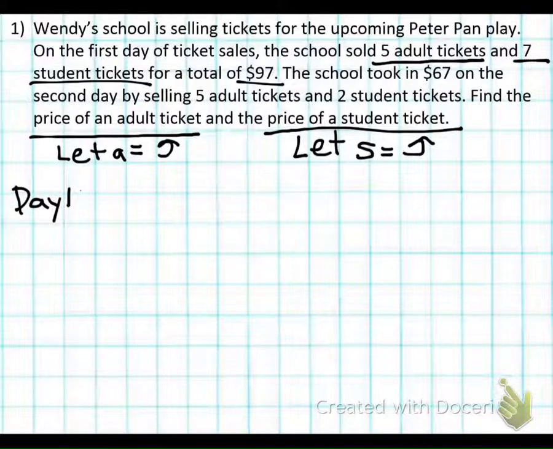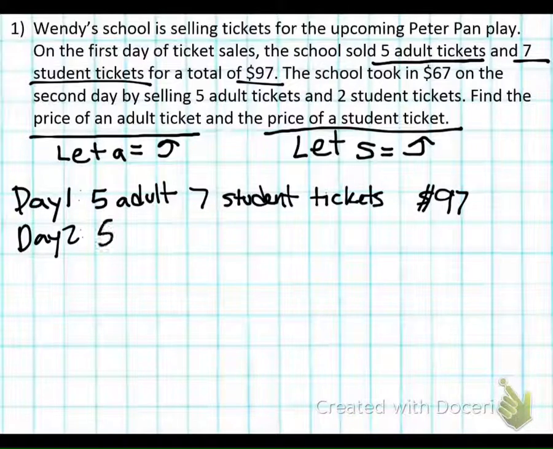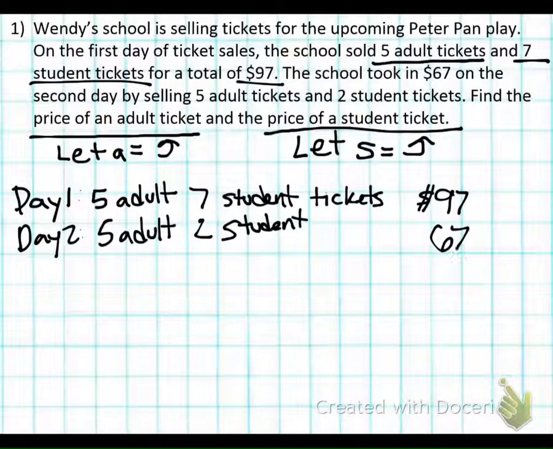So on day 1, they sold 5 adult tickets, and then 7 student tickets. And they got $97. Similarly, on day 2, they sold 5 adult tickets, 2 student tickets, and received $67 for those. Okay, so I can take that information and turn it into math sentences now.